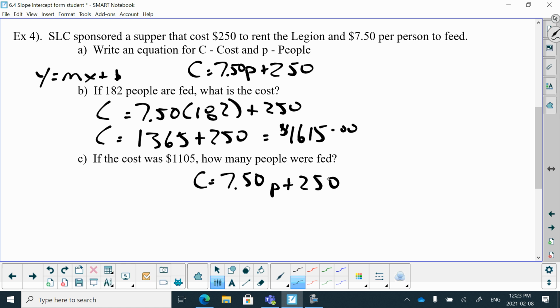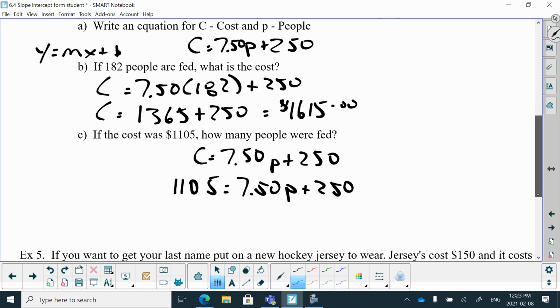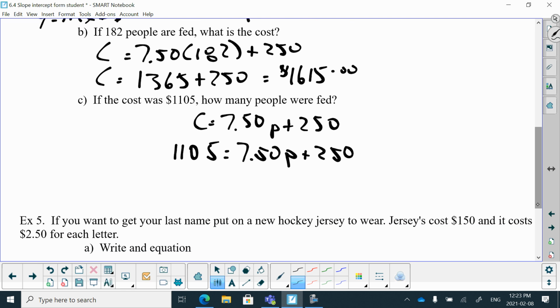Except, what do we know now? What do we know, folks? The cost. What's our cost? $1,105. So this time we know what the bill is, but we don't know how many people showed up. So we put in our C and then we can figure it out.